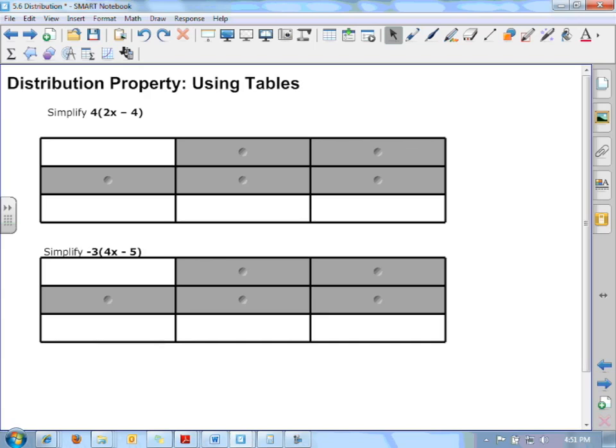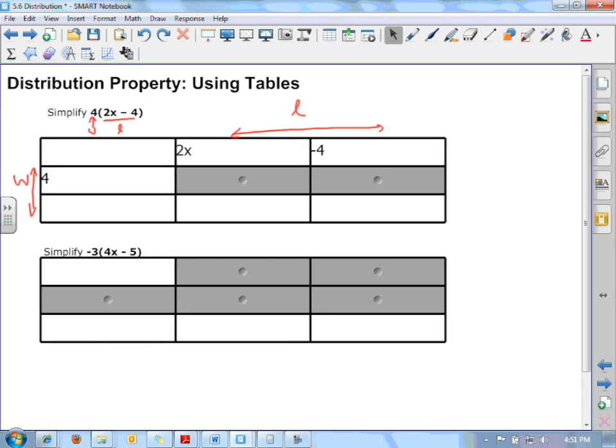So how would we expand 4 times 2x minus 4? I'm going to still treat this as our width, and that's our length. So in this case, I'm going to put all the terms of the width along up and down here in the first column, and all the terms of the length will be placed across this row. So the width is only composed of 1 term. So in this case, it's a 4. The length is composed of 2x and a negative 4.